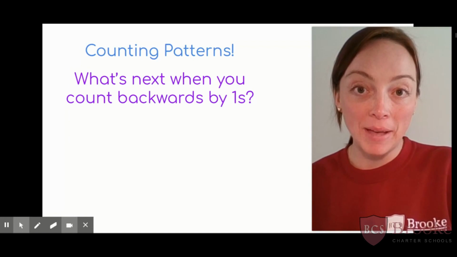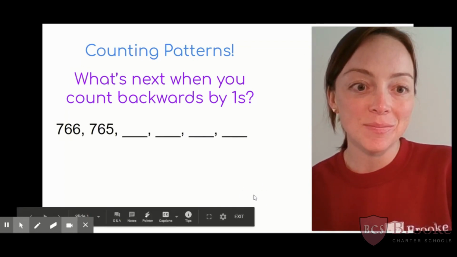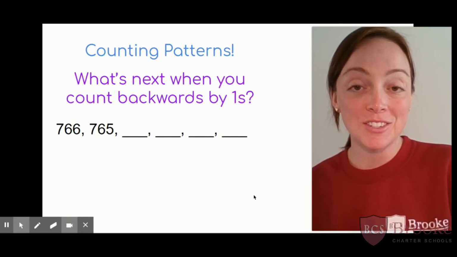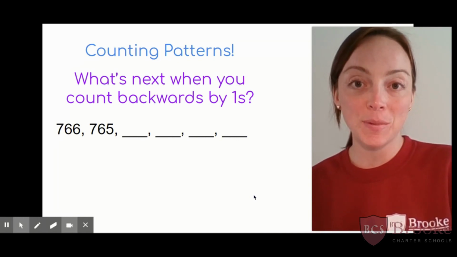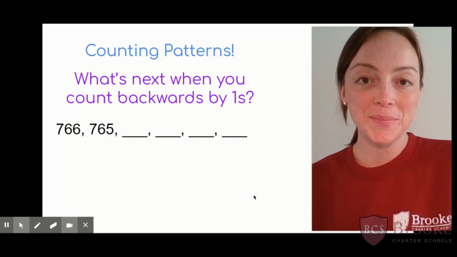Today we're going to be counting backwards by ones. Let's see what our first pattern says. Let's read it together. 766, 765. Fill in the next 4 numbers in this counting pattern, counting backwards by ones. Get to work.